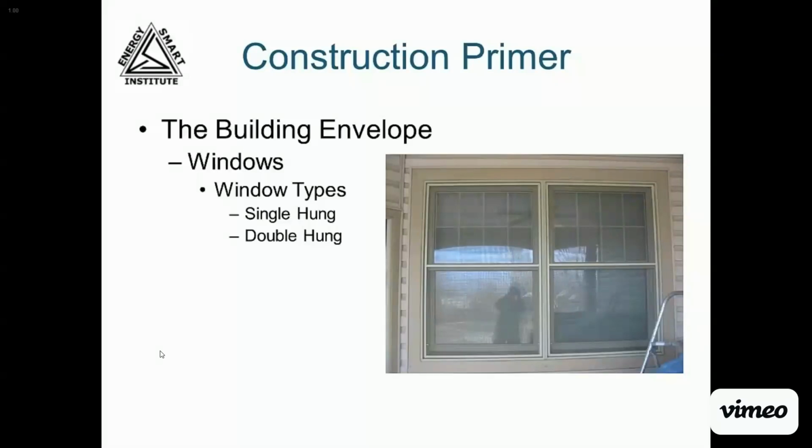Newer windows of this type will have weather strip around the movable portion. If they're the tilt-in type as well, the weather strip may be thinner to facilitate this movement, which makes the window more susceptible to air leakage around the sashes.